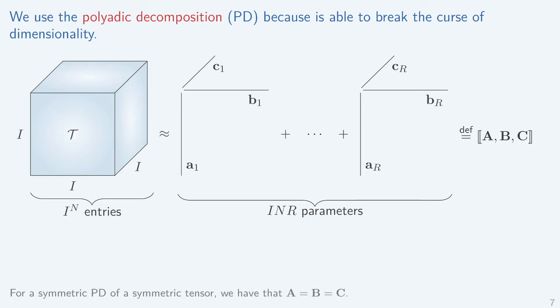The polyadic decomposition decomposes a tensor as a sum of rank 1 tensors. A rank 1 tensor of order 3 equals the outer product of 3 vectors. If this equation between the tensor and the decomposition holds exactly, and the amount of rank 1 tensors is minimal, then R is the rank of the tensor. While the amount of entries in the full tensor is exponentially dependent on the order n of the tensor, the amount of parameters of the polyadic decomposition is only linearly dependent on the order. This illustrates its ability to break the curse of dimensionality.